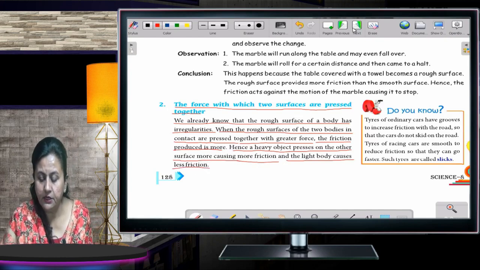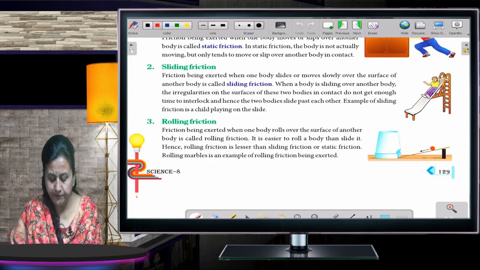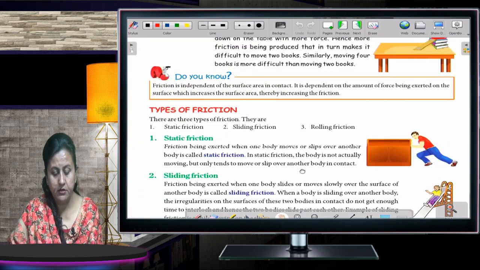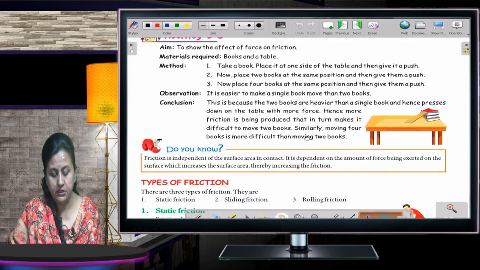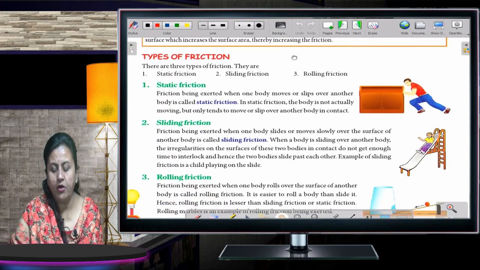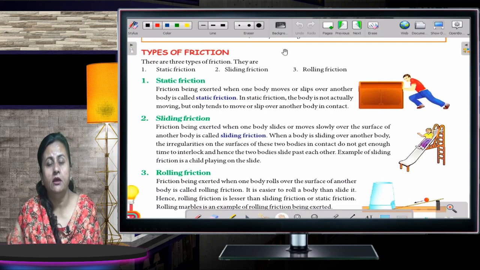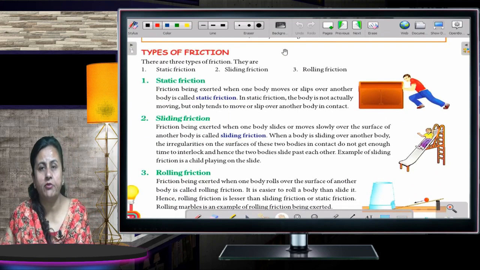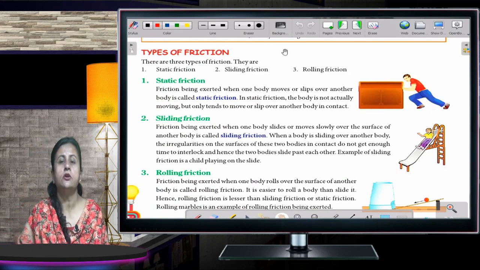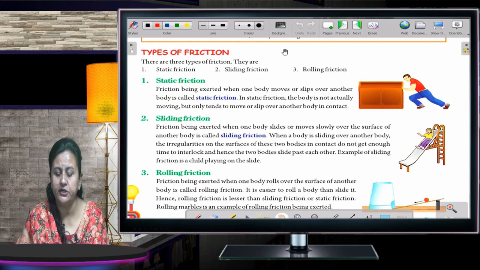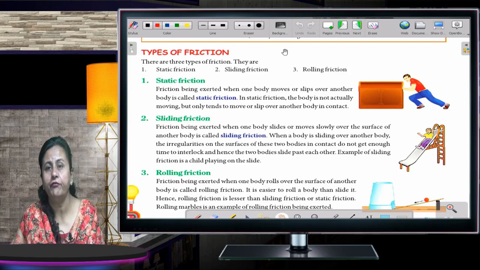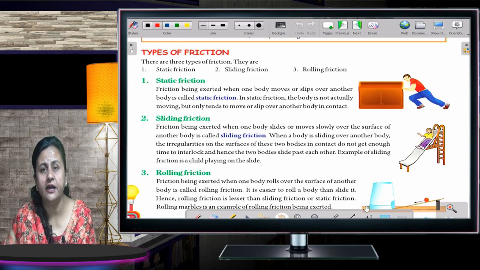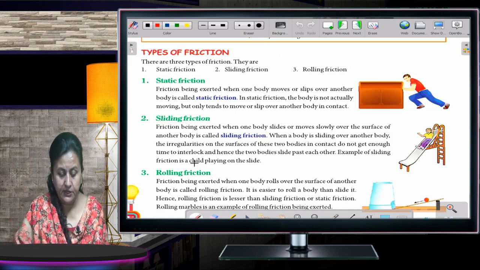Fine. Now, the next one. Types of friction. What are the different types of friction? There are three different types of friction, as you can see on your screens also. First is static friction, second is sliding friction, and the third one is rolling friction. I'll start with static friction now.